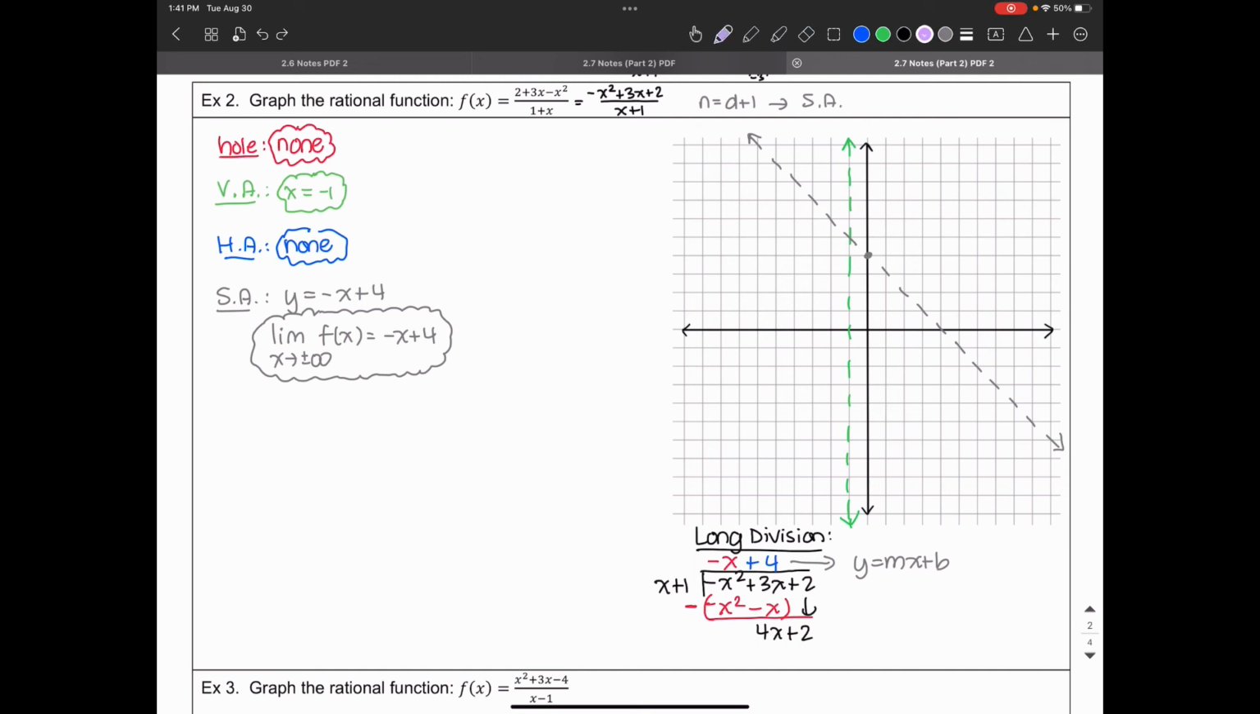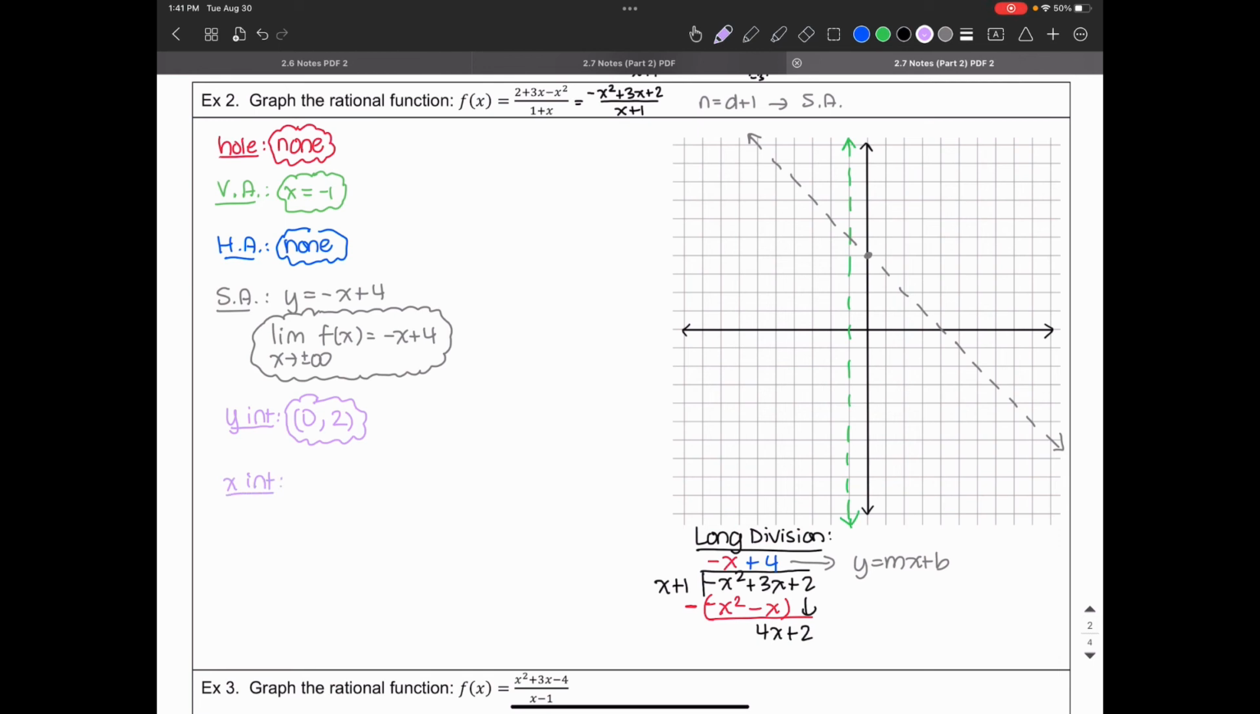I didn't do them yet, so I'm going to see if there's a y-intercept. I'm plugging in 0. All of these terms are going to go away, this term is going to go away, and I'm going to be left with 2 over 1. So my y-intercept is 0, 2. And let's see what our x-intercepts are.